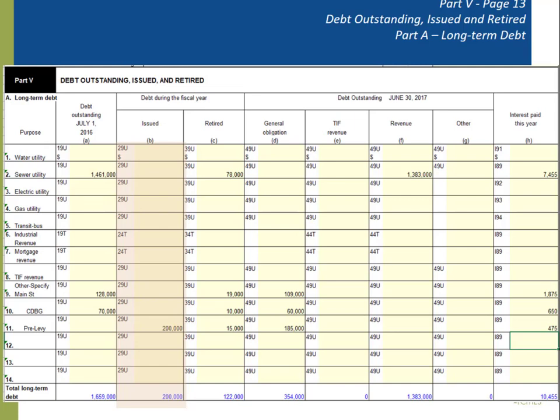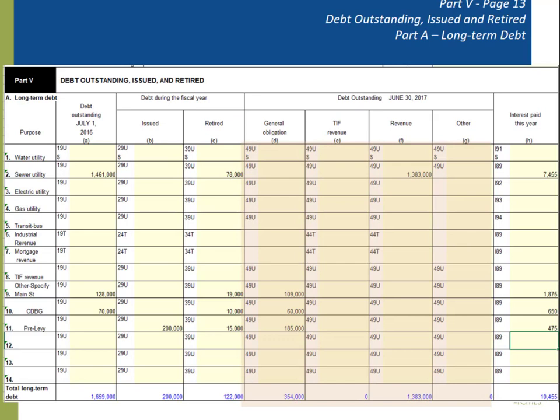Column B is debt incurred during the fiscal year. Like I mentioned, this city has a pre-levy. They are planning for $200,000 of issued debt. Column C looks at what you retired during the year. How much did you make in payments? For the sewer utility, on this page, $78,000 was paid toward that bond's principal. This column is for principal payments only, as interest will be recorded later.